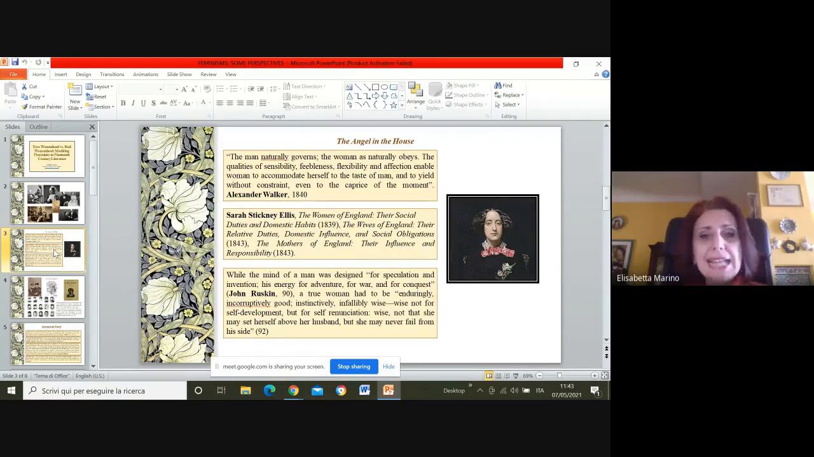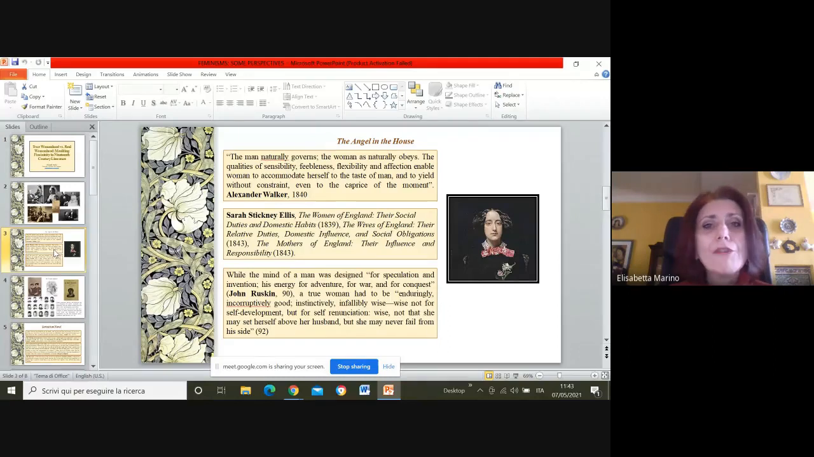If you look at the second quotation, it's actually not a quotation, but a list of volumes that Sarah Stickney Ellis, one of the most important writers of the Victorian period, had created.